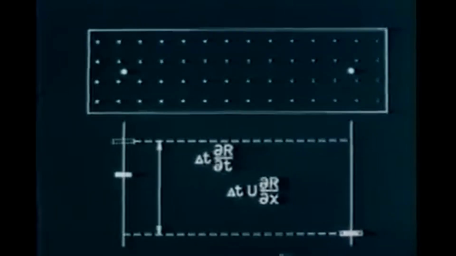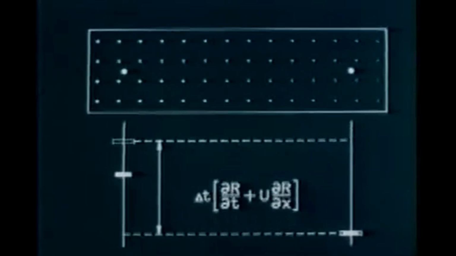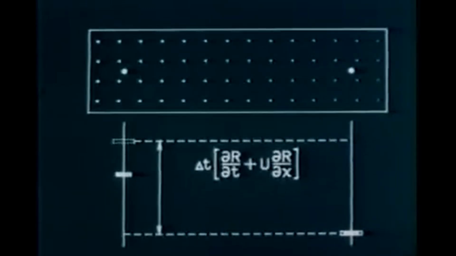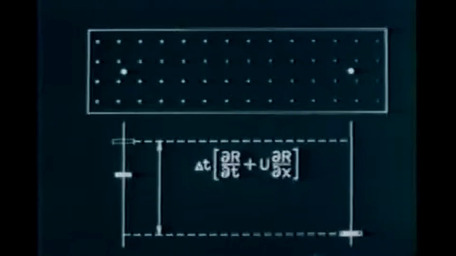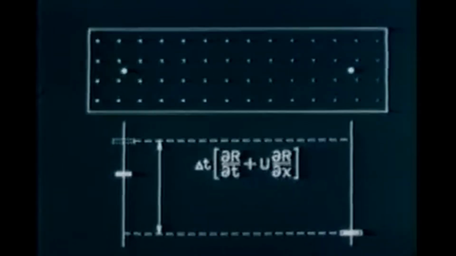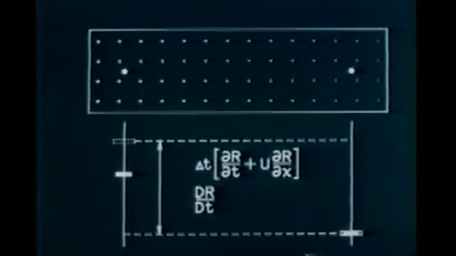The total change is the sum of the two changes described. The material or substantial derivative is the name given to the expression multiplying the time difference. This is simply the rate of change with respect to time seen by the material point as it passes the laboratory point, expressed in laboratory coordinates. It is important to emphasize that the material derivative is the rate of change seen by a material point as it passes a laboratory point, but expressed in laboratory coordinates.